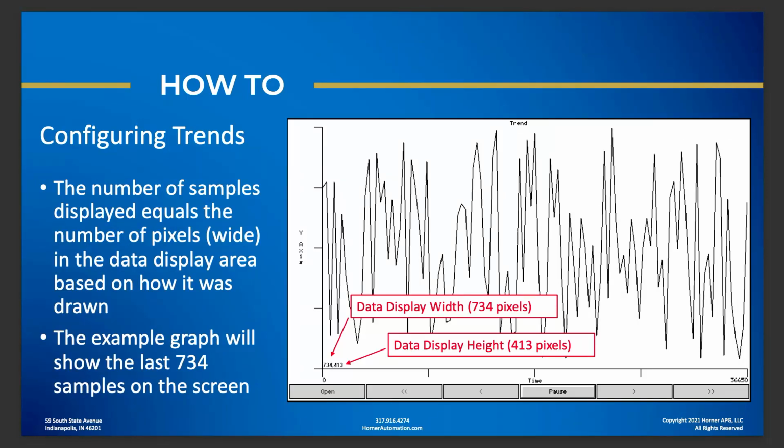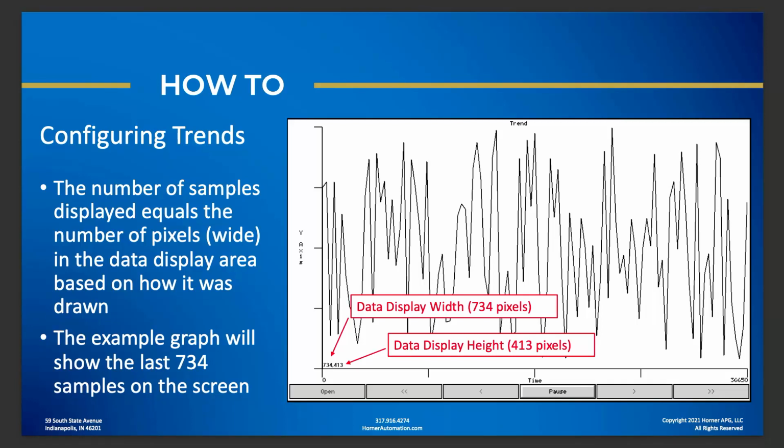All right, now let's talk a little bit about how many samples left to right will be shown on your trend. The number of samples left to right will be equal to the number of pixels in the width of the data display area. So in the bottom left-hand corner where the X and the Y-axis meet, Seascape will show a couple numbers separated by a comma. The first number is how wide the display area of the graph is. In this example on the screen, it's 734 pixels.